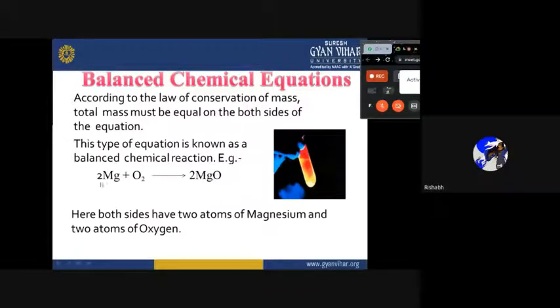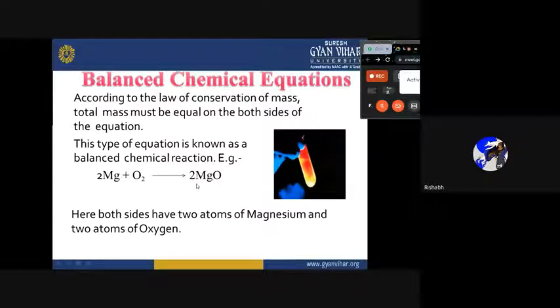For example, you see here there are 2 moles of magnesium and 1 mole of oxygen molecule, or O2. Or we can say there is 2 mole of magnesium atom and there is 2 mole of oxygen atom. When we are talking about oxygen atom, then there is 2 mole of oxygen atom in this chemical reaction. So they are forming a product 2MgO.